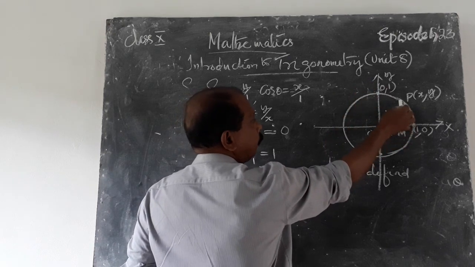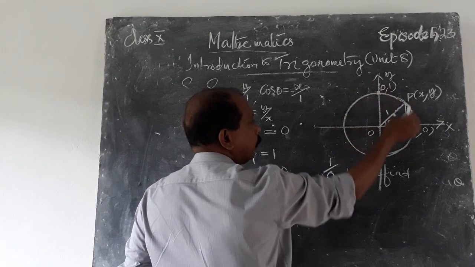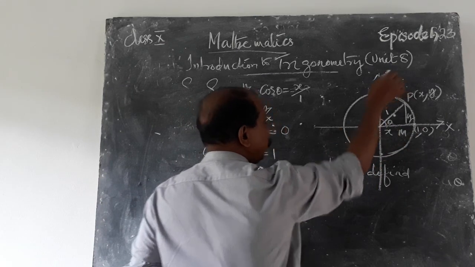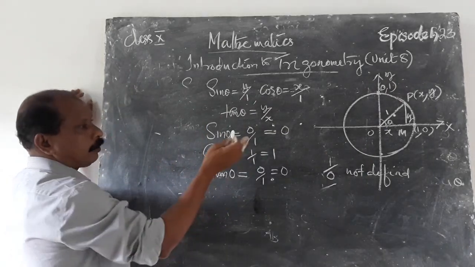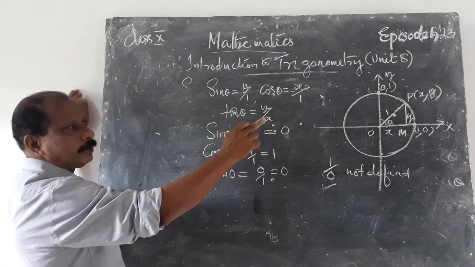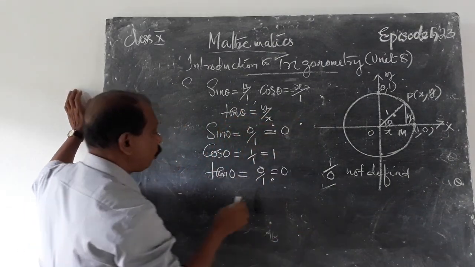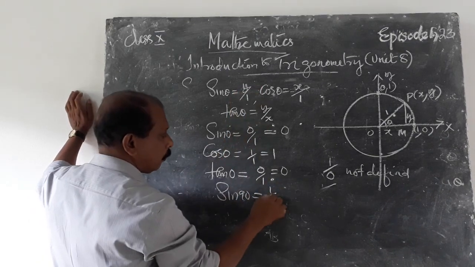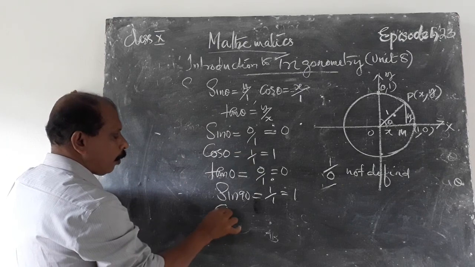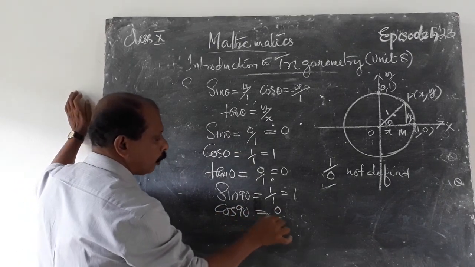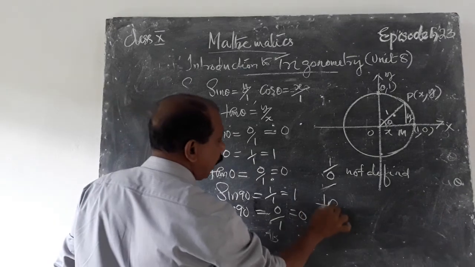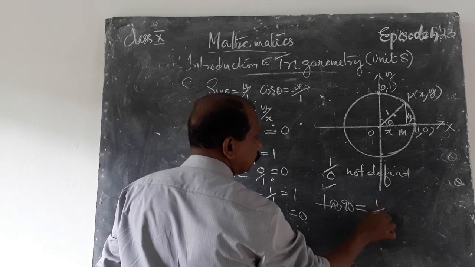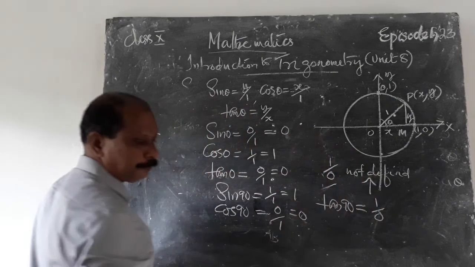If the point moves and coincides with this point, then the angle is what? 90 degrees. Therefore x is 0 and y is 1. That means theta is equal to 90 degrees, x is replaced by 0, y is replaced by 1. Therefore sin 90 is equal to 1 by 1, which is 1. Cos 90 is equal to x, 0 by 1, which is 0. Tan 90 is equal to y by x, 1 by 0, which is not defined.